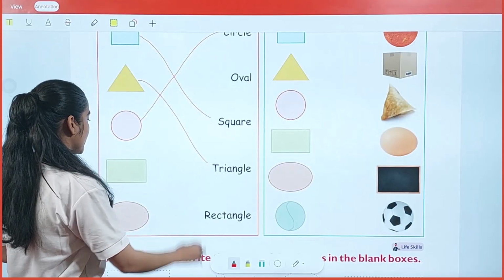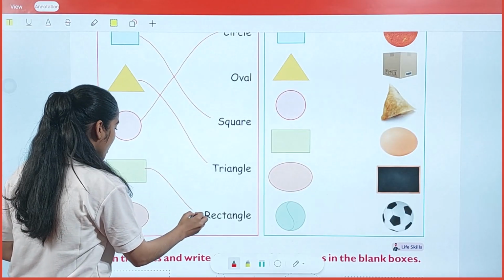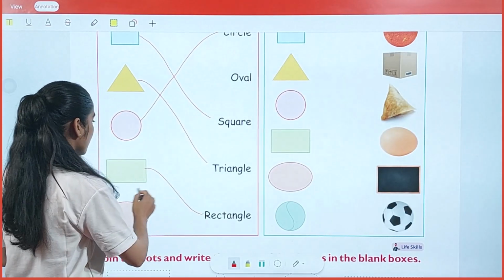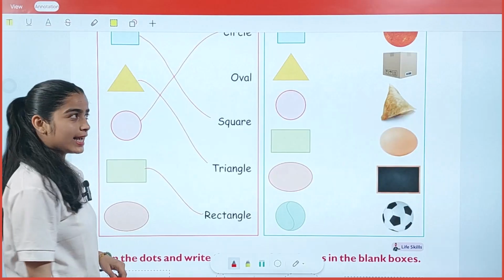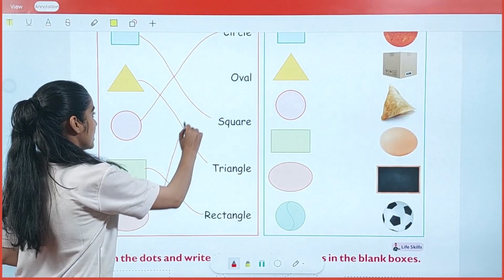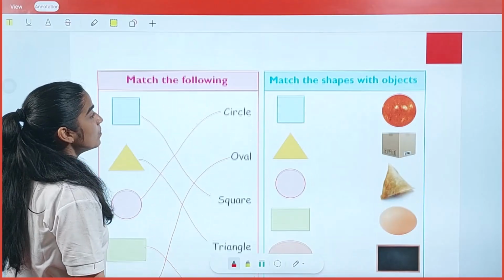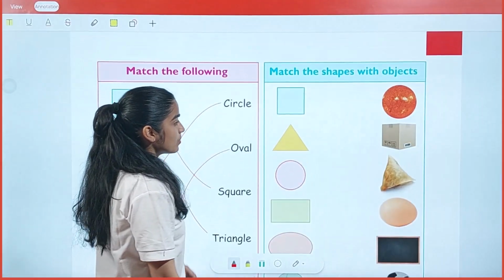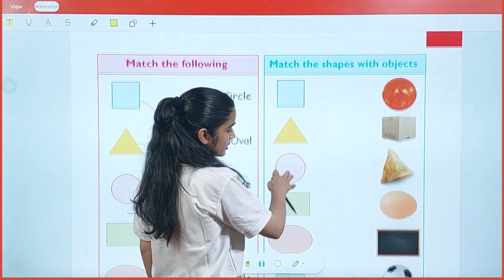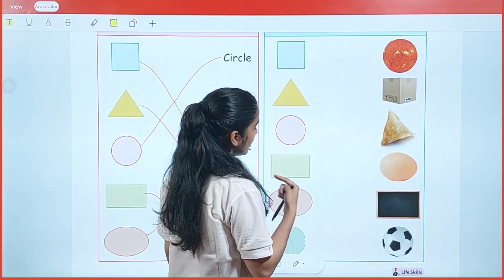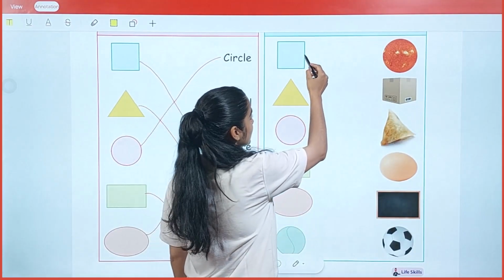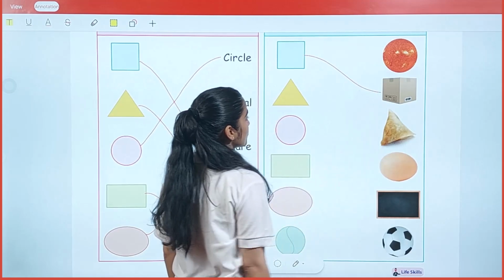Next we have rectangle, which is generally your chocolate bar. And then we have oval, which is your egg. Okay, so we just connect this. Now match the shapes with the objects. Where is the square? You can say that, ma'am, there is a square type object we have.